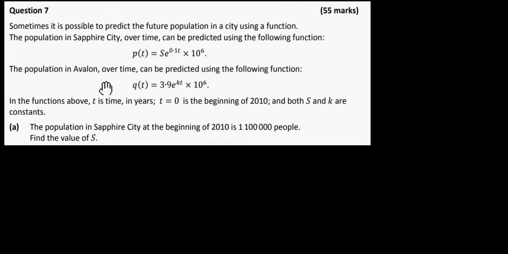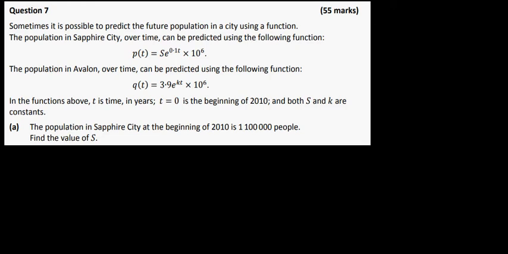The population of Avalon over time can be predicted using the following function. Q of t is equal to 3.9 e to the power of kt, by 10 to the power of 6. So this time we're missing k here. In the functions above, t is time in years, so time is equal to 0 at the beginning of 2010. And both s and k are constants, so presumably at some stage we're going to have to work out what s and k are. The population of Sapphire City at the beginning of 2010 is 1,100,000 people. Find the value of s.